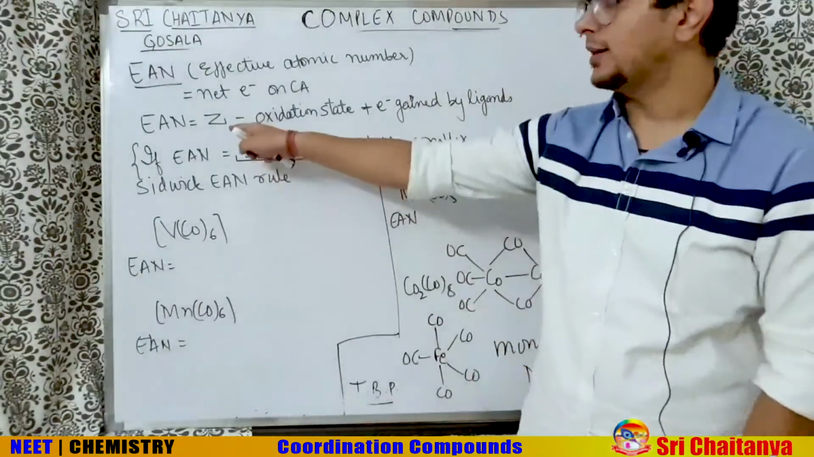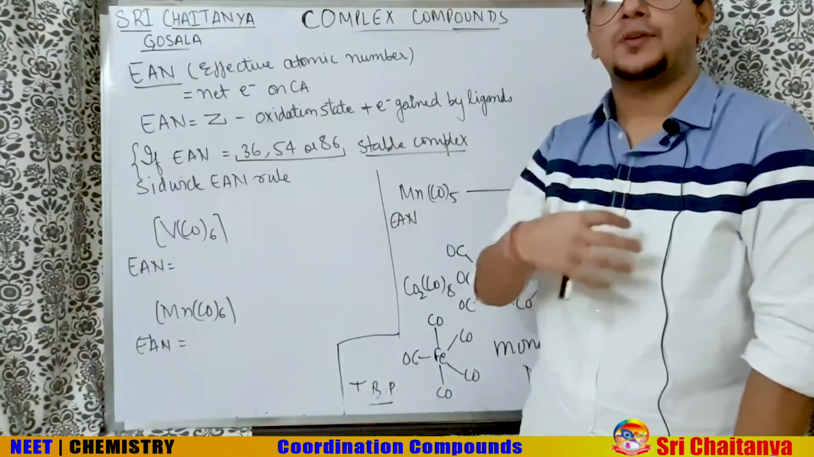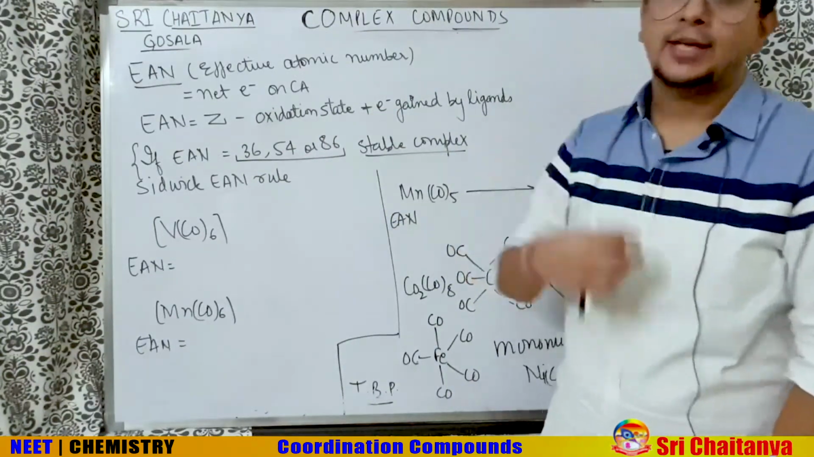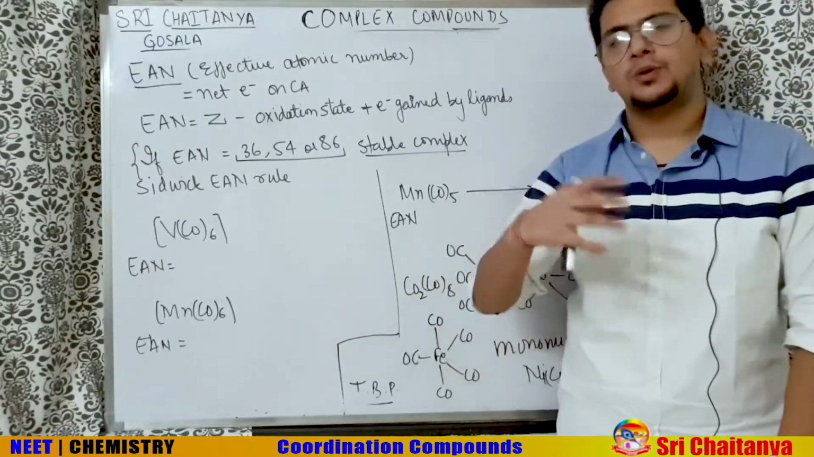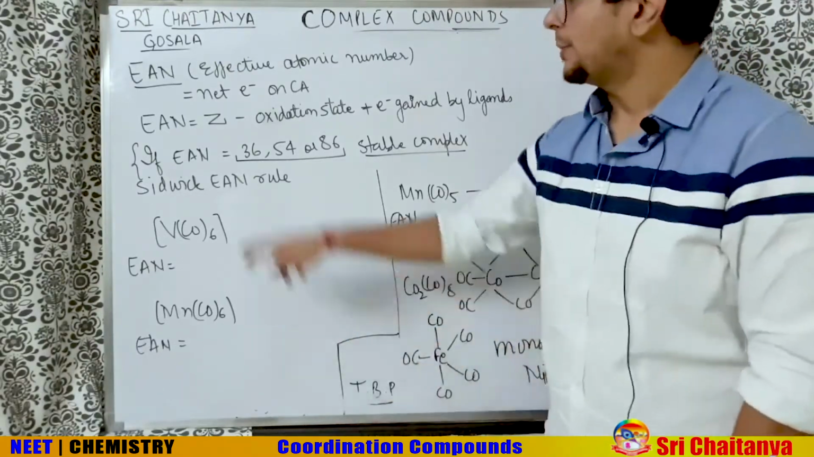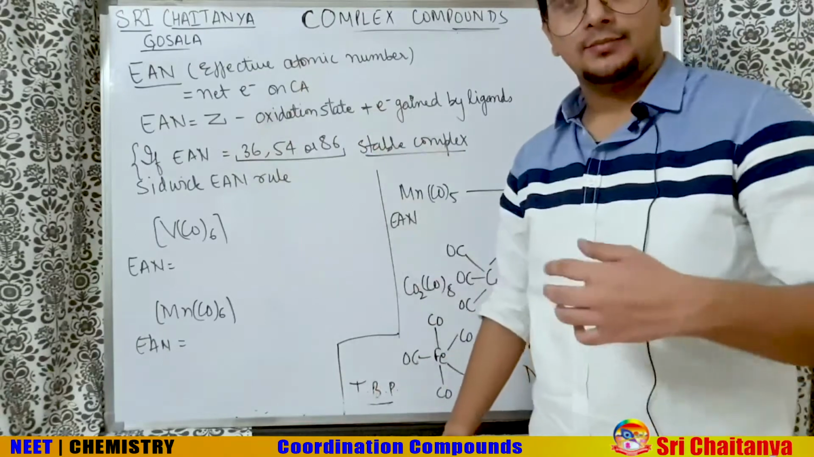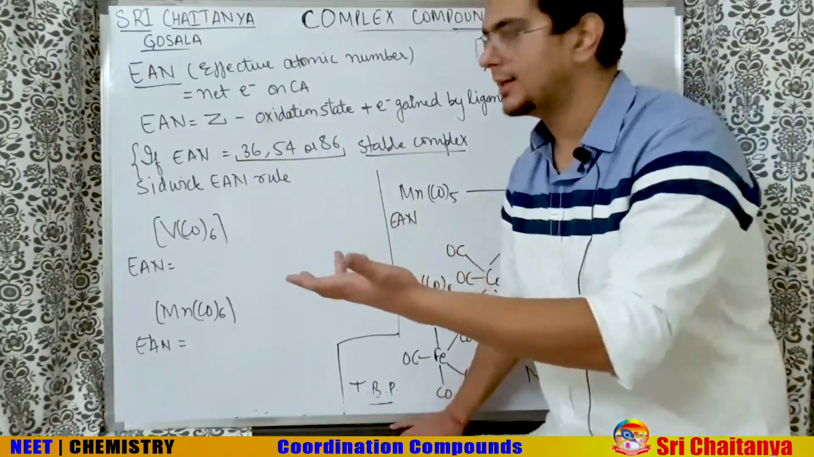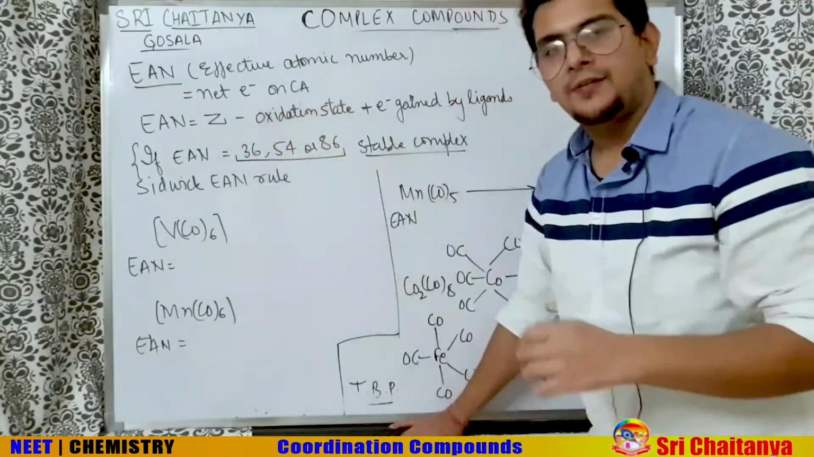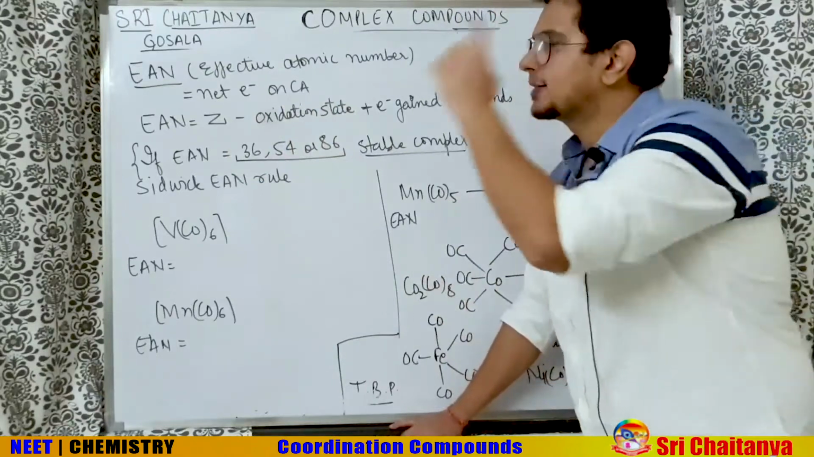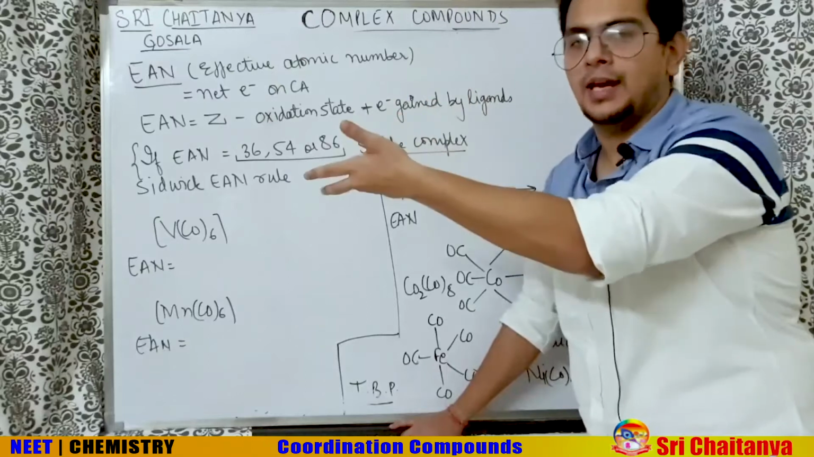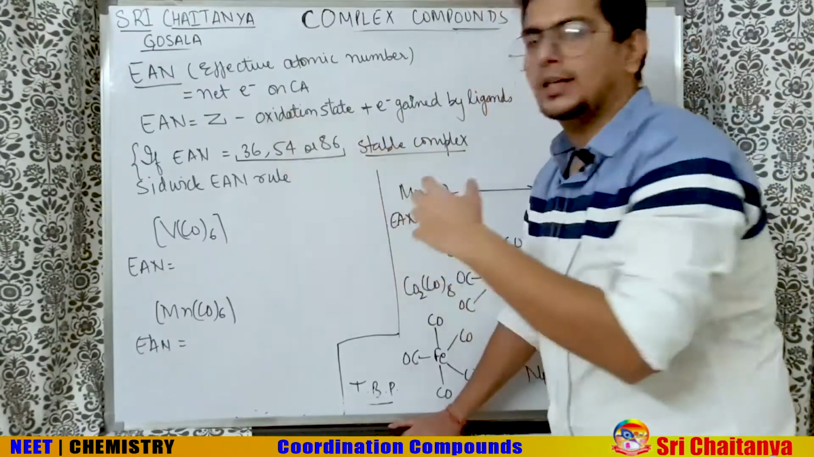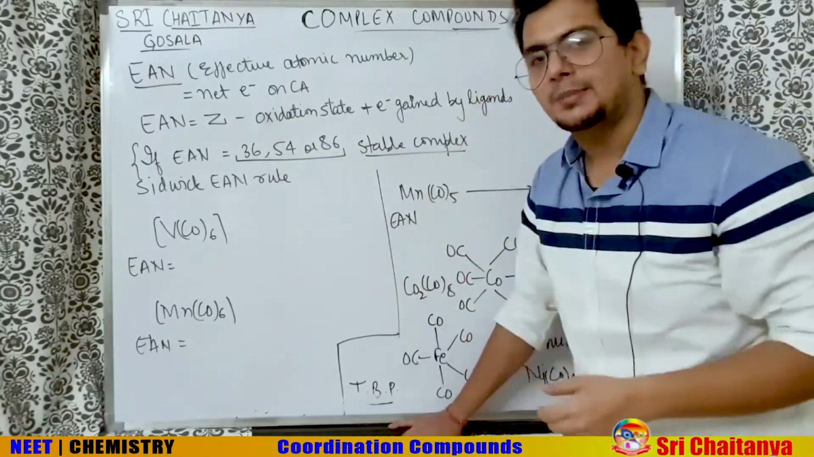We find the atomic number. Atomic number means the number of electrons in the neutral atom. Actually, atomic number is the number of protons, and the number of electrons for a neutral atom is equal to the number of protons only. So atomic number minus oxidation state. If it is plus 3 oxidation state, Z minus 3 will come. If it is minus 3 oxidation state, Z minus minus 3 will come, which means Z plus 3. So you have to put the oxidation state along with the sign and apply basic mathematics.